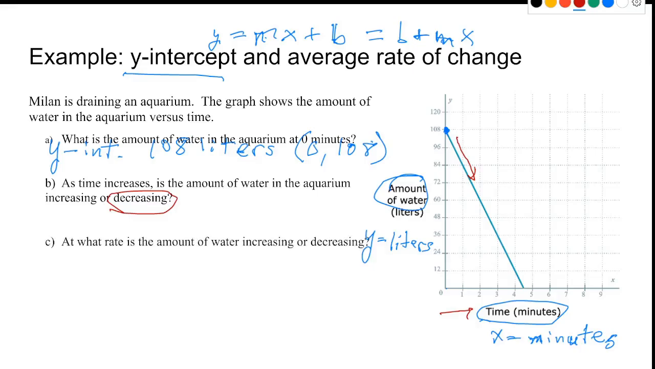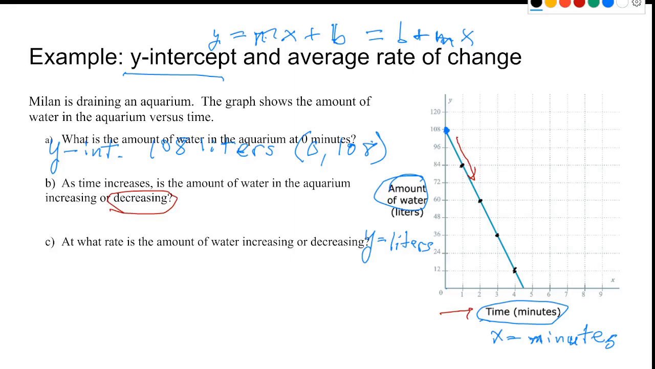And then finally, at what rate is the amount of water increasing or decreasing? Well, it's decreasing. What we need to do to find the rate is find a second point. So let's go with that black. What we look along is along this line, there's a couple nice values that will give us points that we don't have to interpolate halfway between. There's actually several of them. We could use any of these. I guess we could use this and assume it's 4.5, but it might not be. So wherever it goes through a crosshair, those are going to be good points.